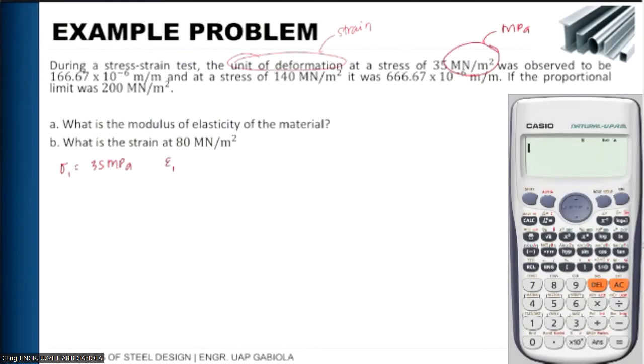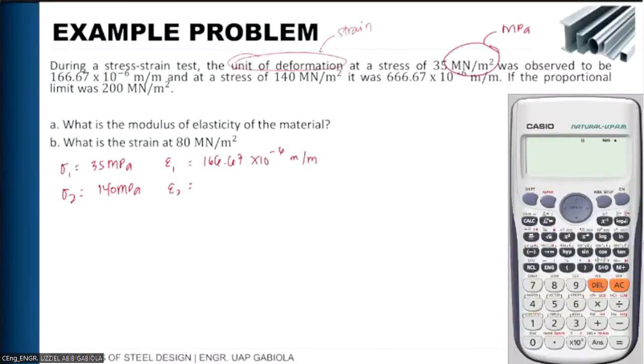It has a strain of 166.67 times 10 to the negative 6 meter per meter. Then we have another stress valued at 140 megapascal, and then strain of 666.67 times 10 to the negative 6 meter per meter. Okay, then we have a proportional limit of 200 megapascal. So to solve this problem, we need to plot first our stress strain diagram.